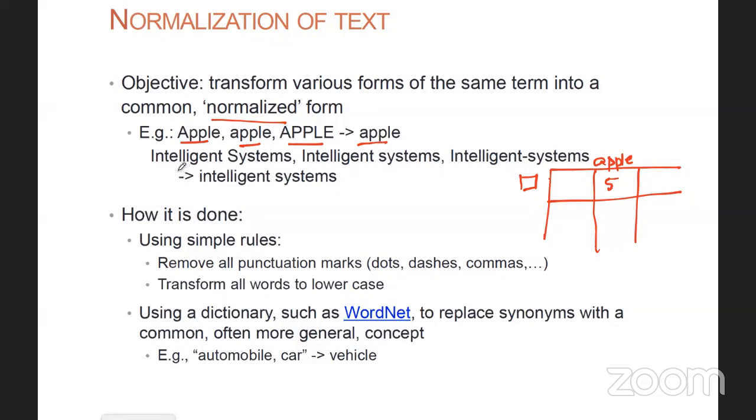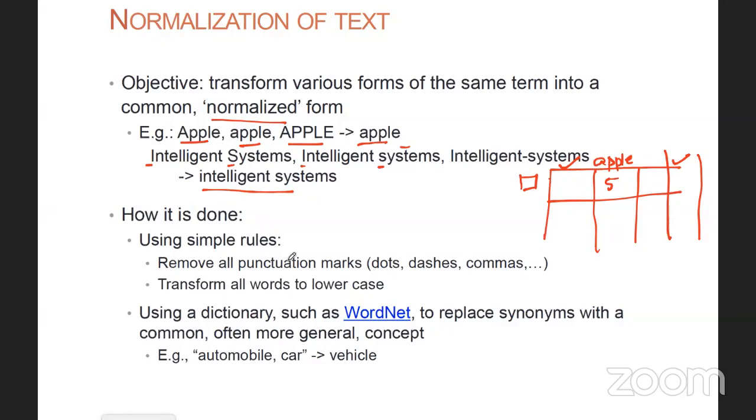The other case is, for example, if you have intelligent systems, with I capital and S capital, and intelligent systems with S small, and intelligent-hyphen-systems. If you don't treat them, then in our DTM or TDM each one will occupy one dimension. So here is intelligent systems with a capital I and S, and this is intelligent systems like this. That means the dimensionality would be increased. So this process will make them all the same, like intelligent systems. Right. So this is basically called normalizing the data.